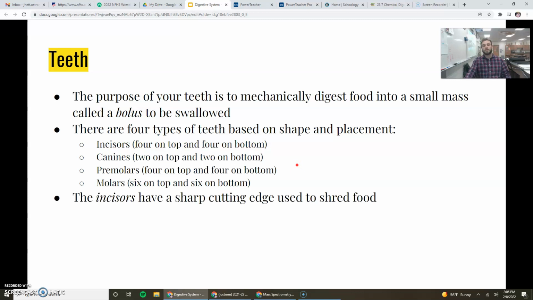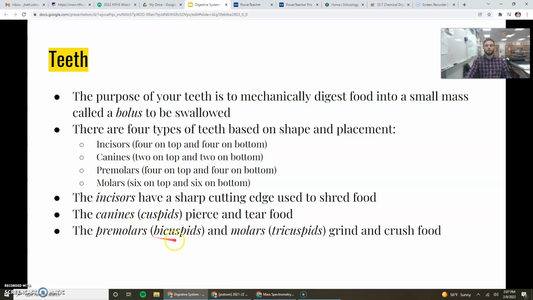The incisors, their job is to be a very, very sharp cutting edge used to shred food. You see those are very, very large in predators because they need to shred their food. Incisors are sharp in herbivores because they need to be able to shred any sort of greenery that they're eating. Your canines are large in predators because they need the ability to pierce that food. The canines are also known as the cuspids. They have one point essentially to them, is why it's called a cuspid.